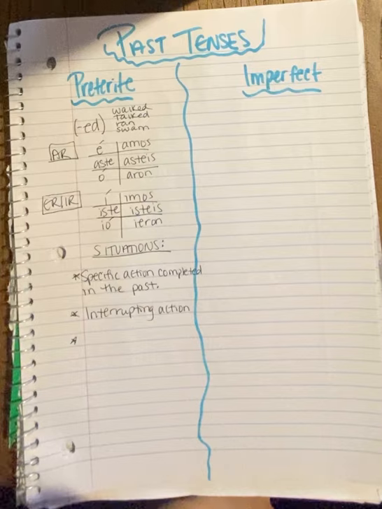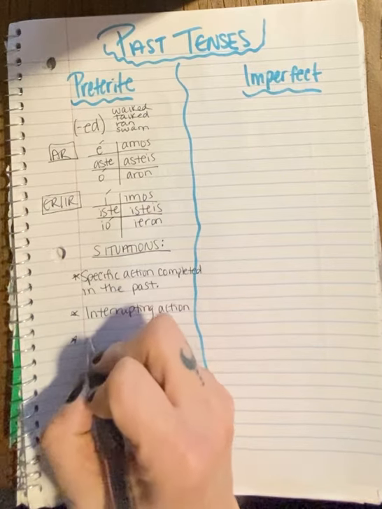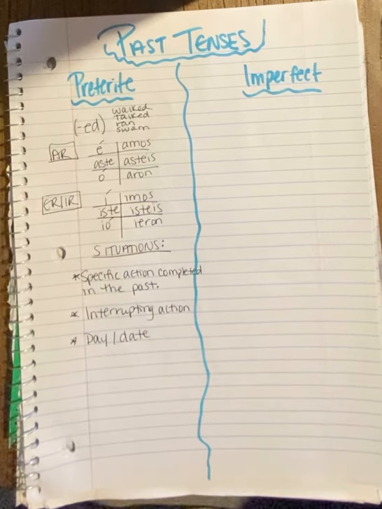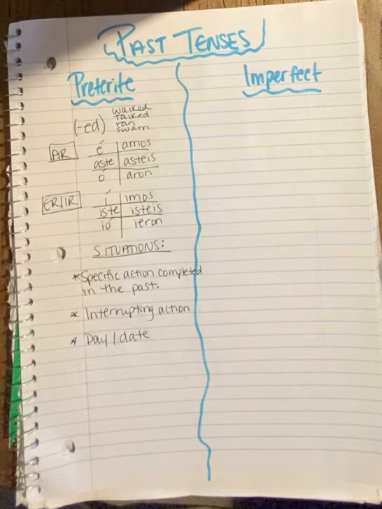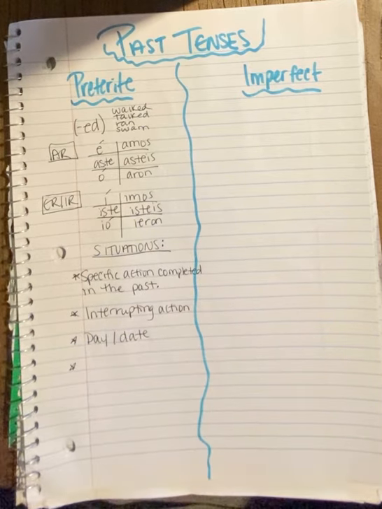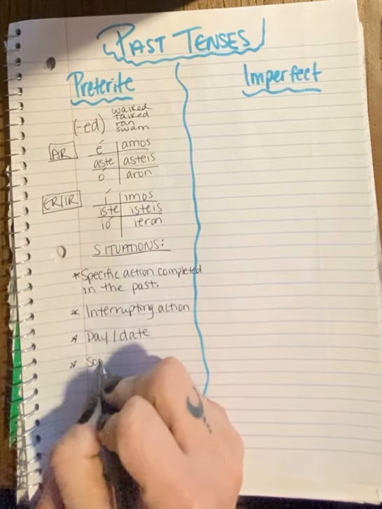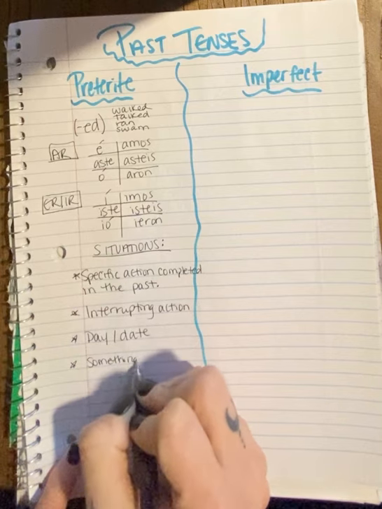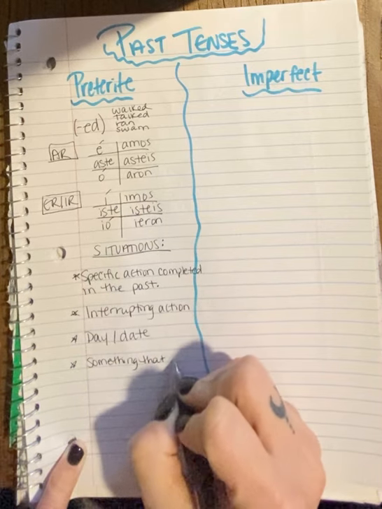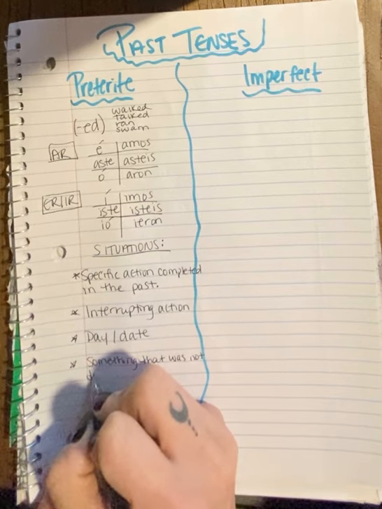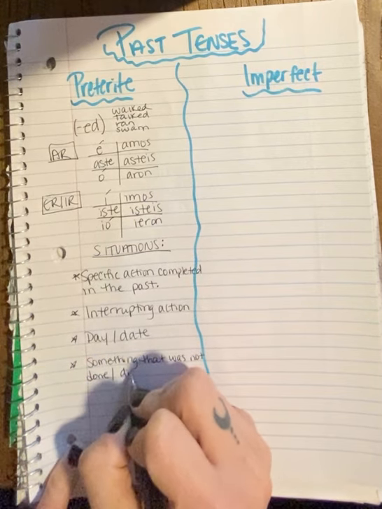Next example here, and of course there are so many, if we are talking about the day or date in the past tense, we use the preterite tense. We also use the preterite tense when we are talking about something that we did not do, something that was not done, that didn't happen.